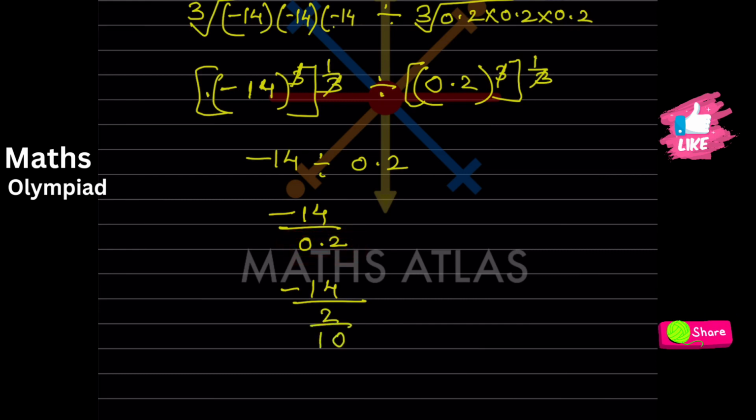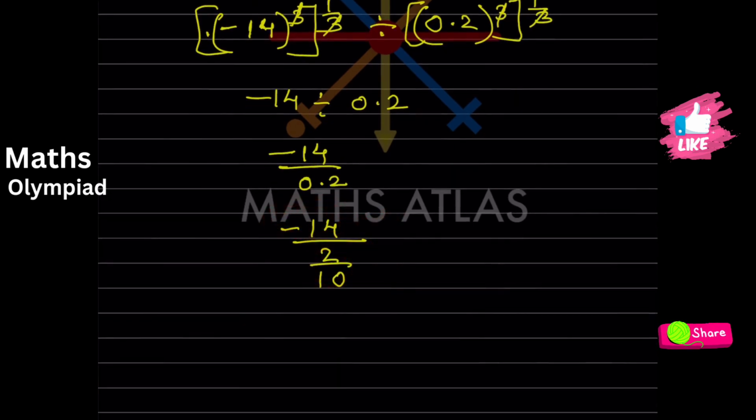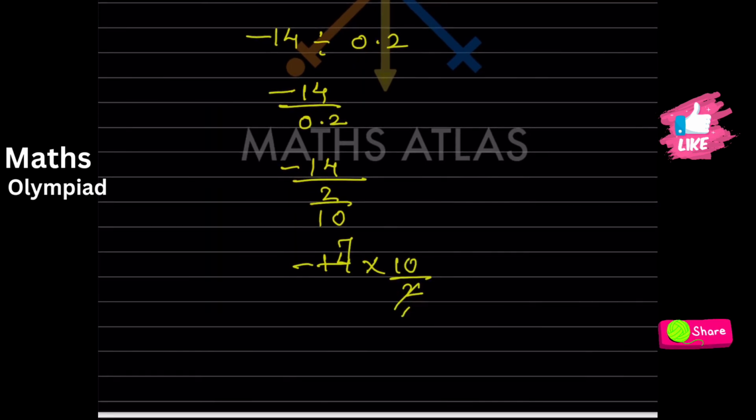So now see here, this is the numerator and this is the denominator. Whenever we have such fractions, the numerator we keep as it is, but the denominator we flip over. So now how are you going to write this one? Minus 14, and you're going to flip the denominator, means it is going to be 10 by 2. So 2 1s are 2, 2 7s are 14. So what is the answer here? Minus 7 into 10, that is going to be minus 70. So this is the answer.